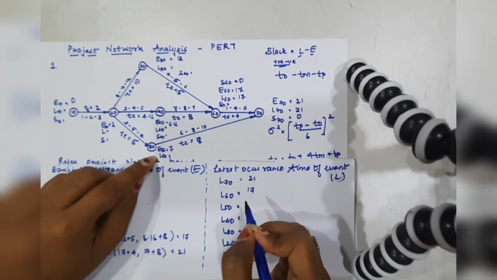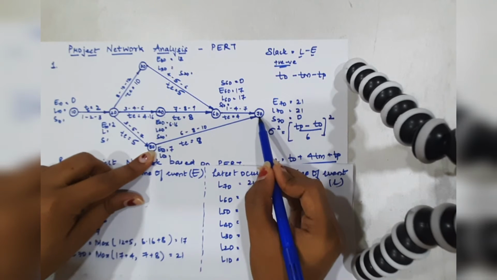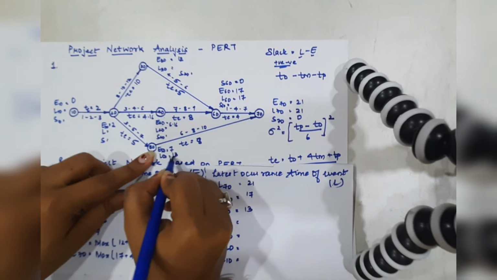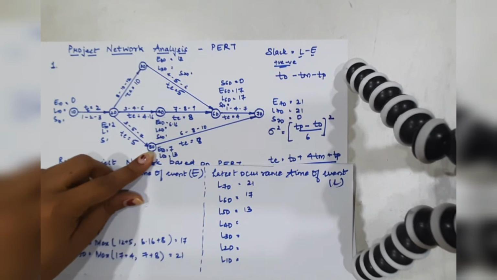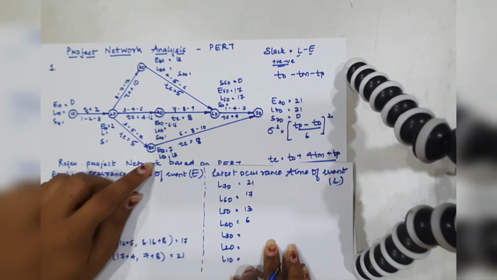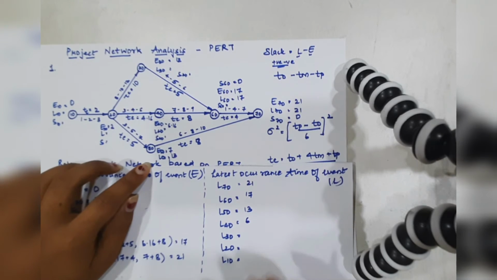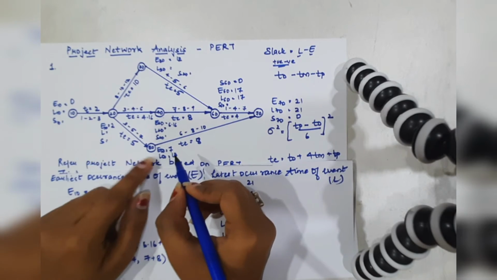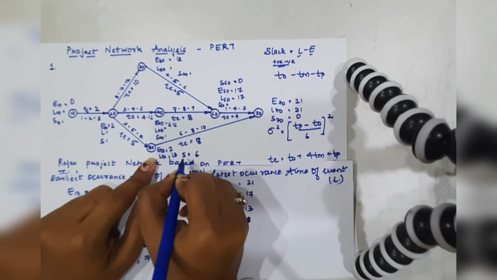Now let's move on to L50. We need to go in the backward direction. So L70 minus 8 would give us L50, that is 13. So slack in this case will be 13 minus 7, so simply write here 6. Now calculating the slack for the 50 event, it would be nothing but 13 minus 7, that is 6. Okay, so this is L50.